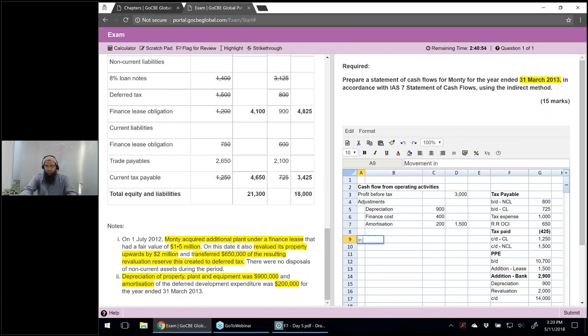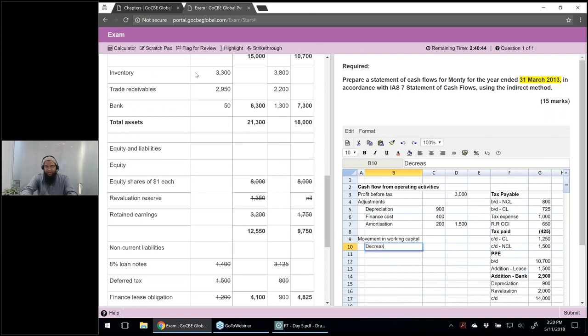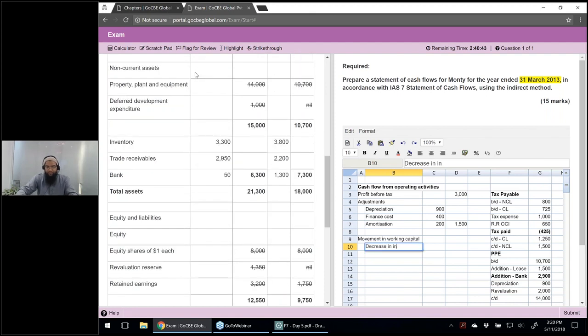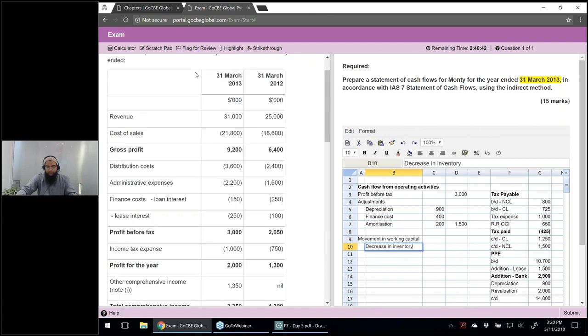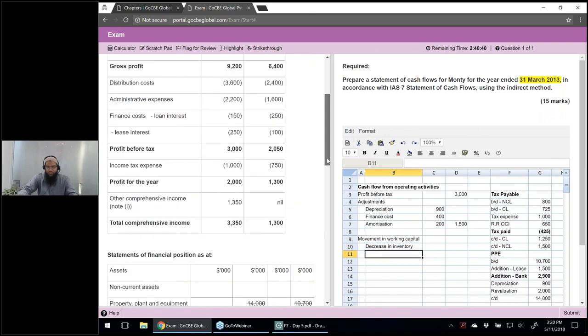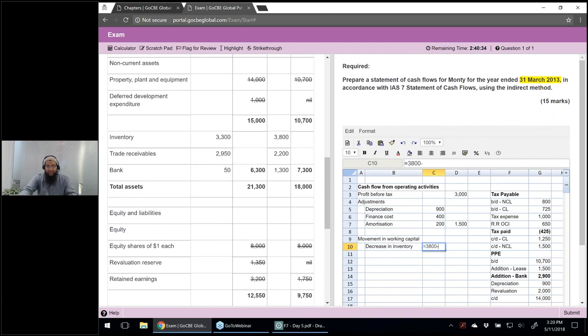And then we have the movement in working capital, where the inventory is decreasing. So we are going to write decrease in inventory. This is going to be 3800 minus 3300 positive. And then we have increase in receivables by 2200 minus 2950, so this is going to be negative.